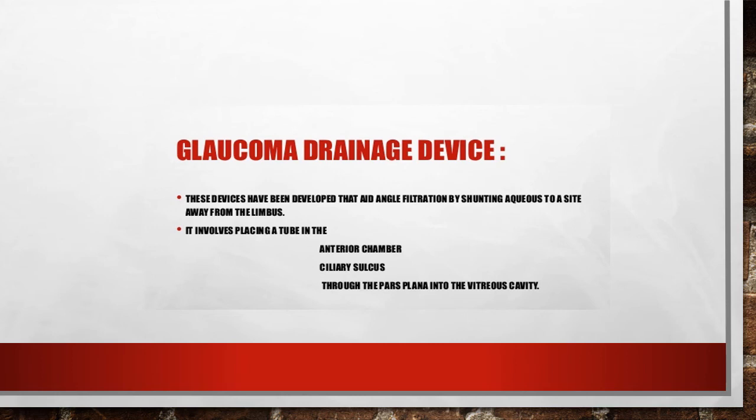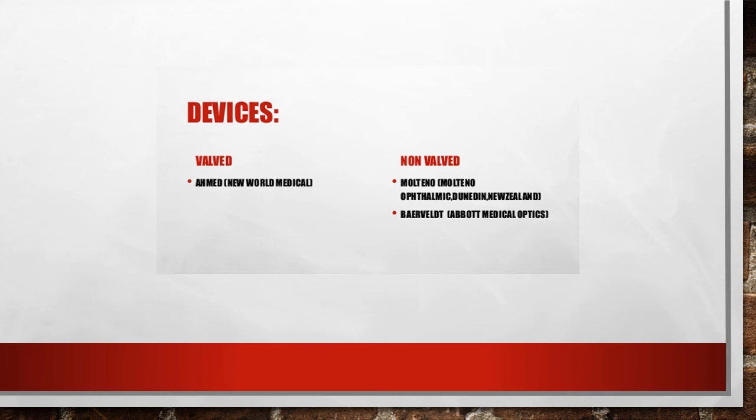Glaucoma drainage devices: there are various devices where you are using these shunts in the anterior chamber, and these drainage devices have the capacity, by a passive mechanism, to get the aqueous drained from the angle of the anterior chamber. These can be put in the anterior chamber or the ciliary sulcus, sometimes into the vitreous. There are two types, one is valved and the other non-valved. The commonly used valved one is the Ahmed valve, and the non-valved are Molteno and Baerveldt.